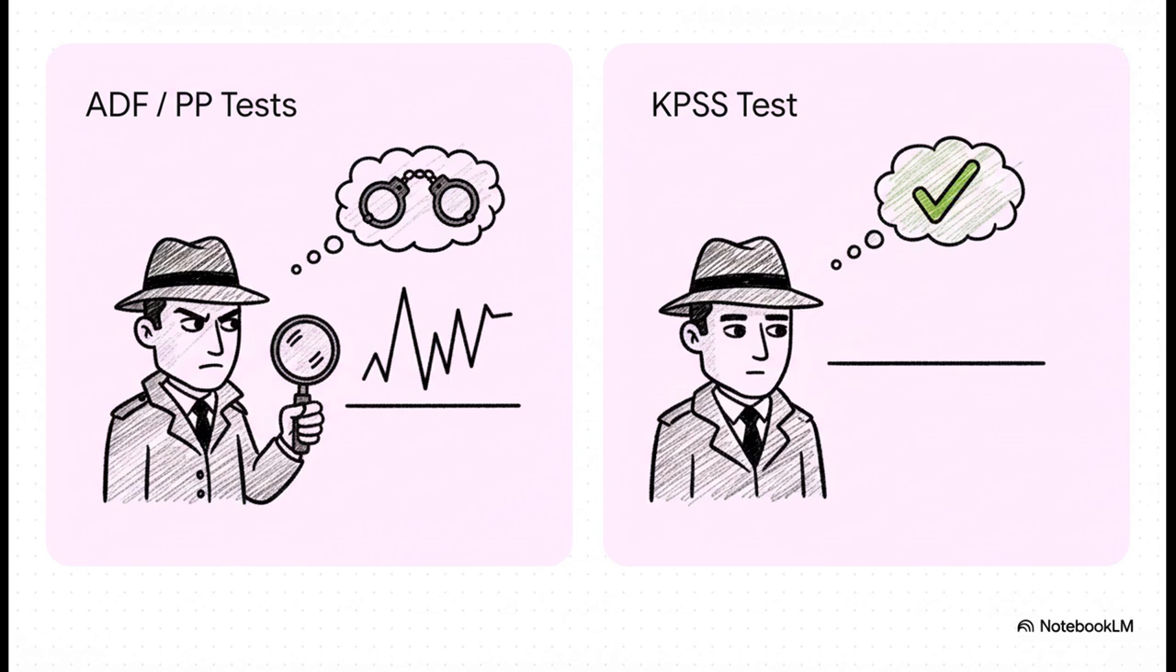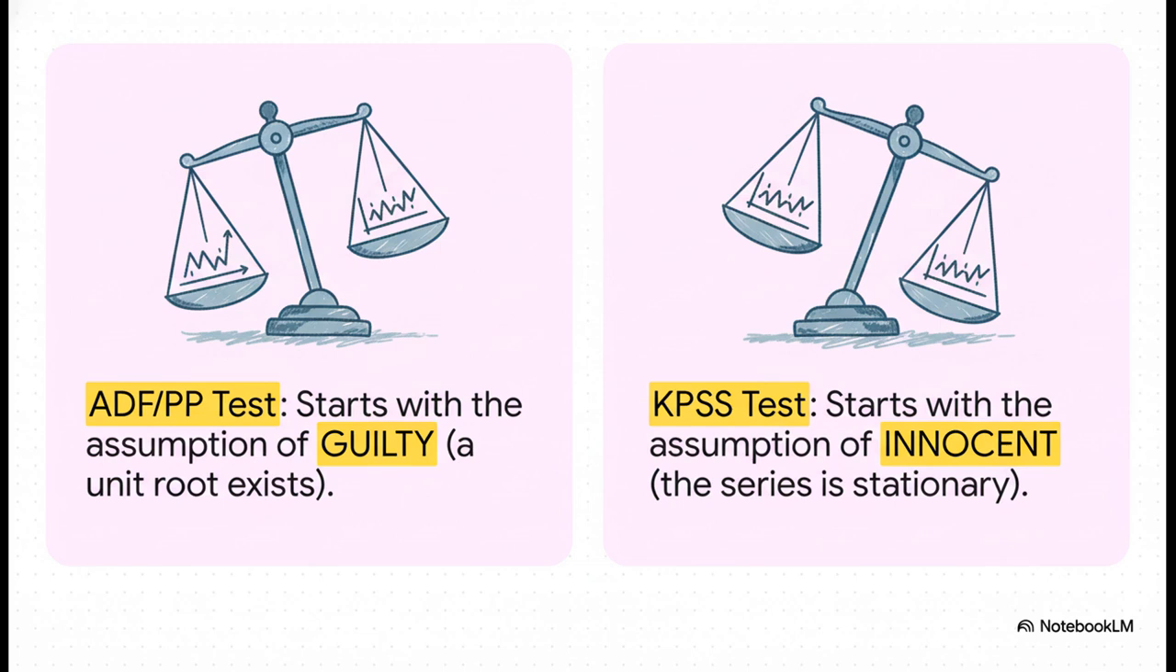It's kind of like one detective asking, is there evidence this person is innocent? While another detective asks, is there evidence this person is guilty? Totally different starting points. And this illustrates that difference perfectly. The ADF and PP tests start by assuming your data is guilty, that it has a unit root. You need really strong evidence to prove it innocent, to prove it's stationary. The KPSS test? It does the exact opposite. It assumes your data is innocent, that it's stationary, and you need strong evidence to prove it's guilty of having a unit root. Honestly, using both types of tests is the smartest way to go. It gives you a much more complete picture.